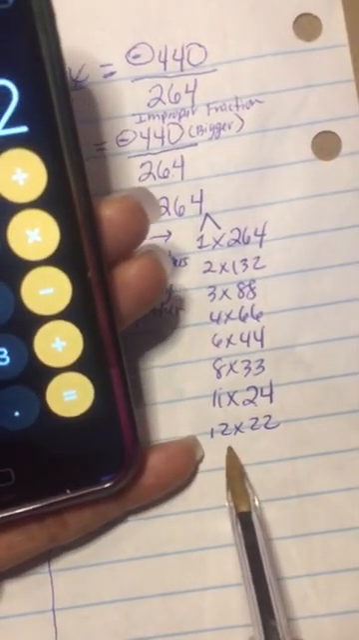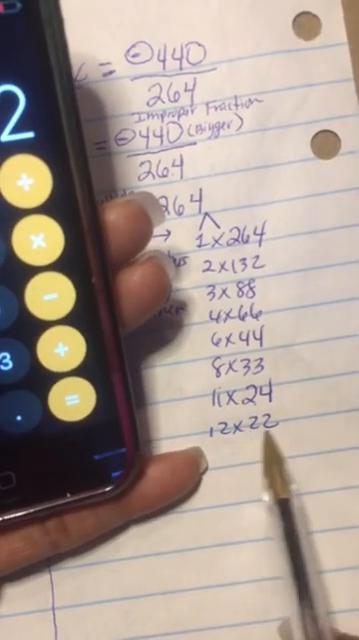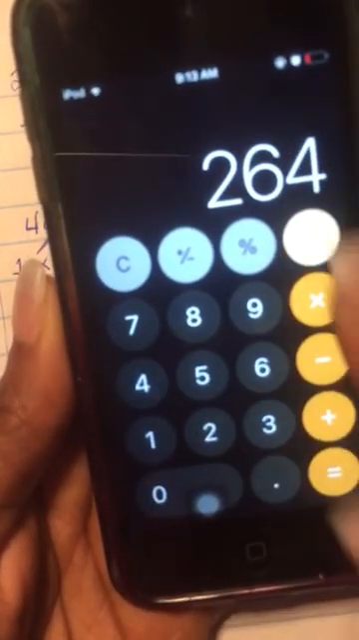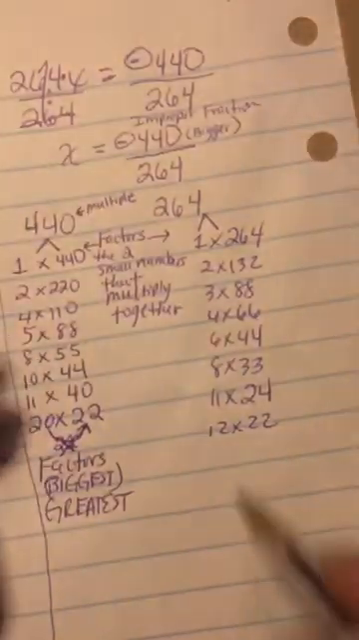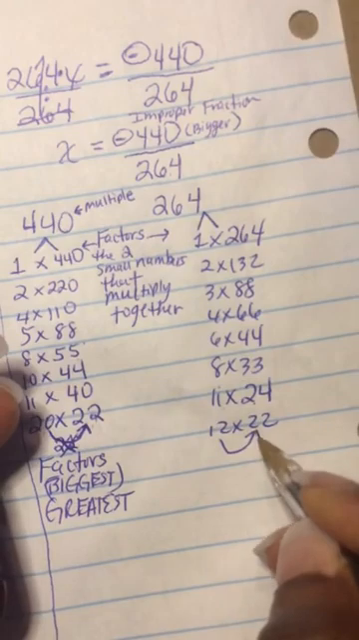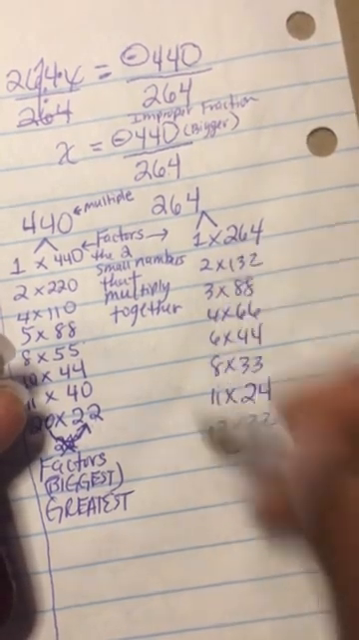So we tried all the numbers. We tried 13 all the way through 20. The only other number that we didn't try was 21. So 264 divided by 21. And that's also decimal. So that means that our factors are starting to go in a cycle here.